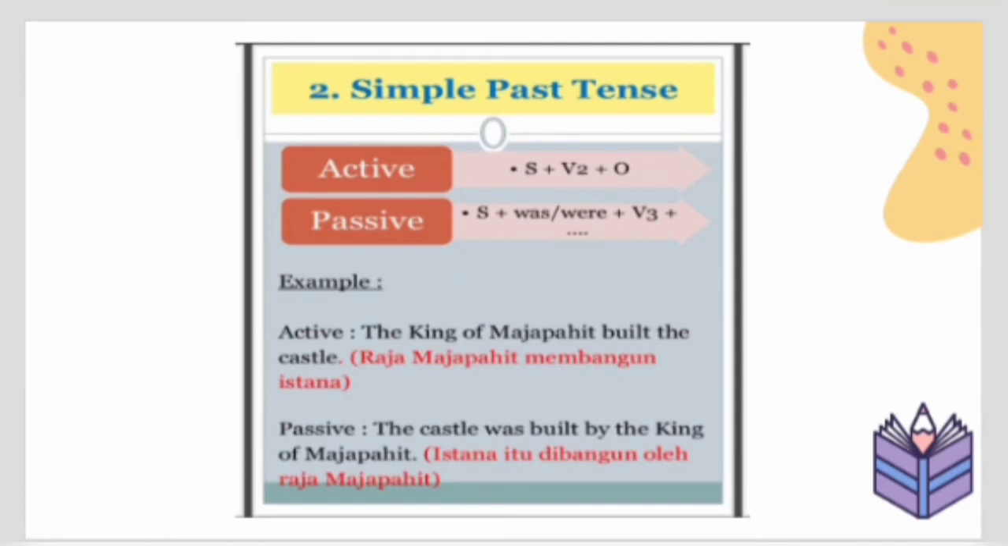The second is simple past tense. The formula of simple past tense, active sentence: subject plus verb 2 plus object, and passive sentence: subject plus was, were plus verb 3. For example, active sentence: the king of Majapahit built the castle, and passive sentence: the castle was built by the king of Majapahit.